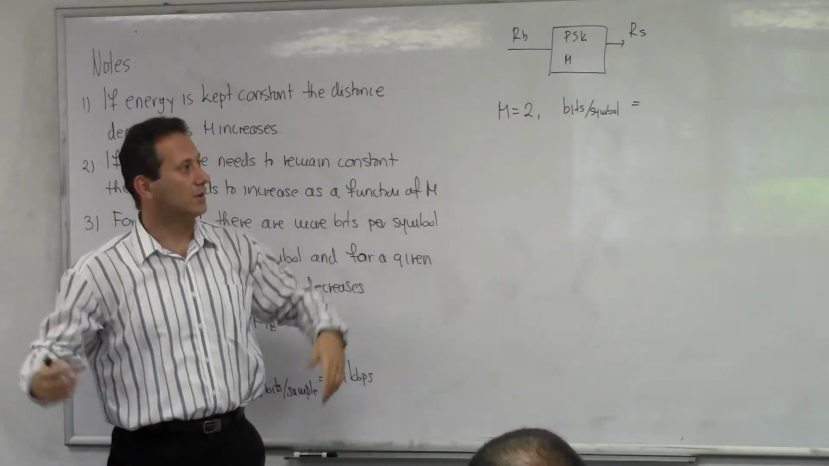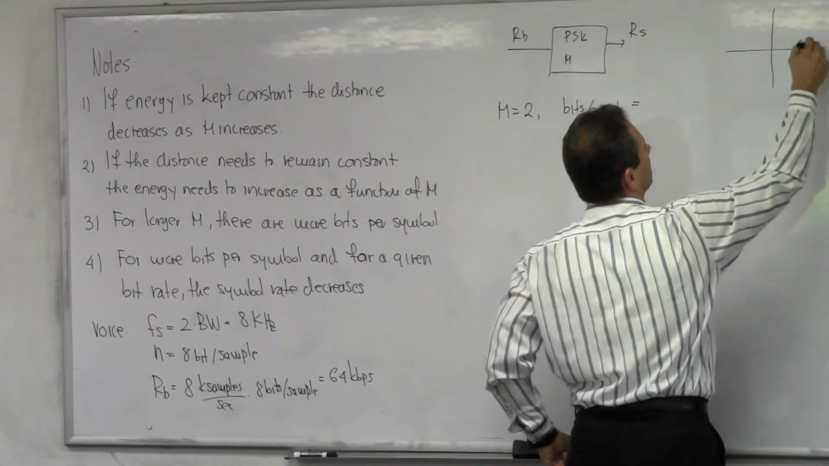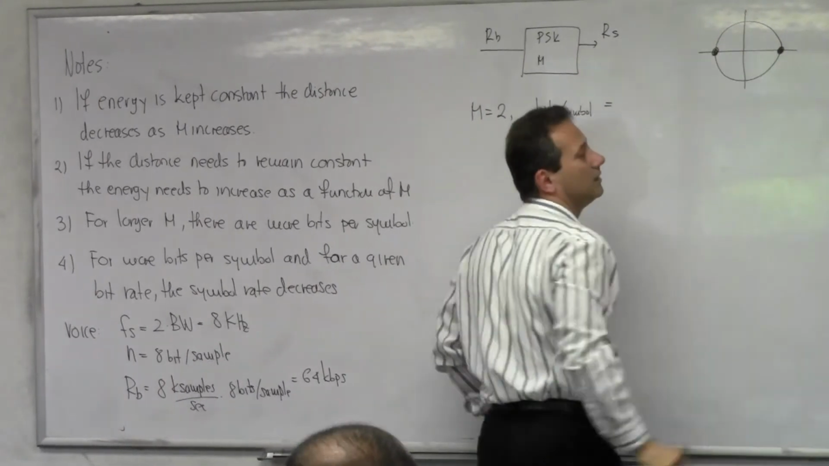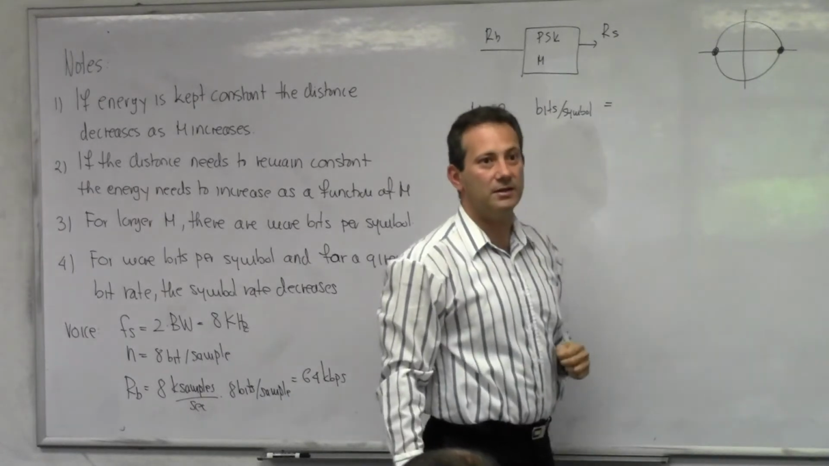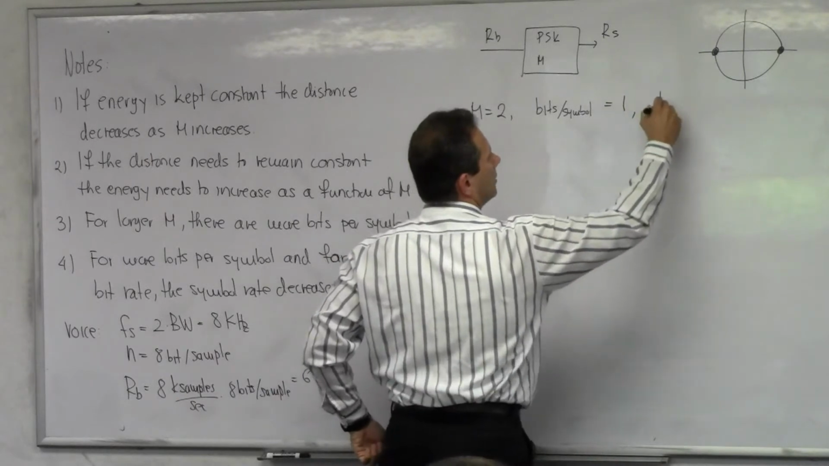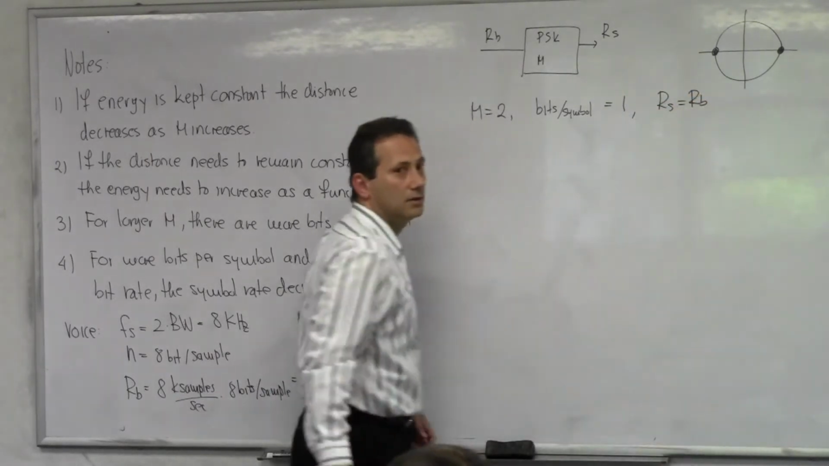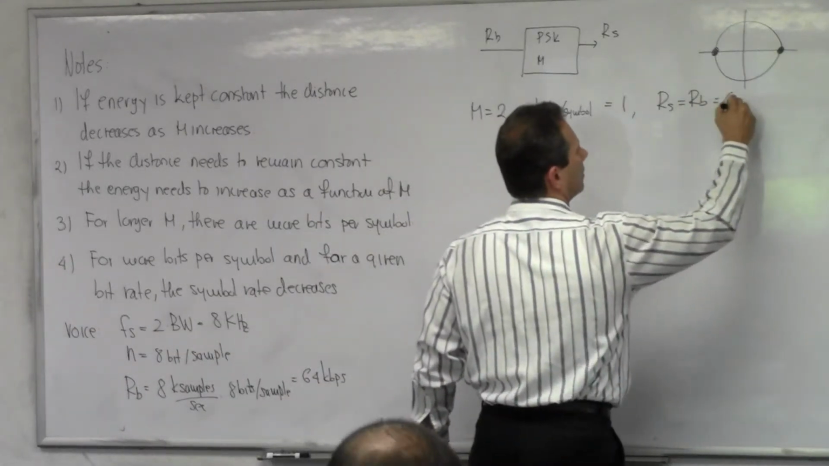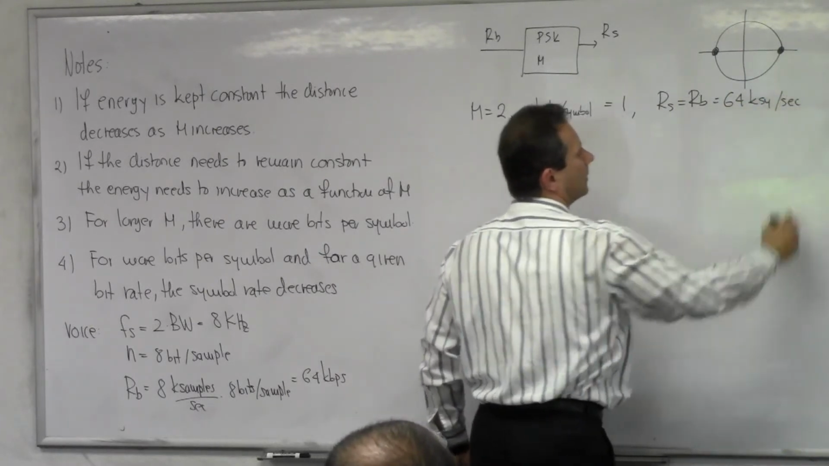How does the M equal 2 constellation diagram look like? 1 symbol here, 1 symbol here, right? They are separated by 180 degrees, right? So here, bits per symbol is 1, and your symbol rate is the same as the bit rate, right? So how many symbols per second am I going to have here? 64 kilosymbols per second. Okay?